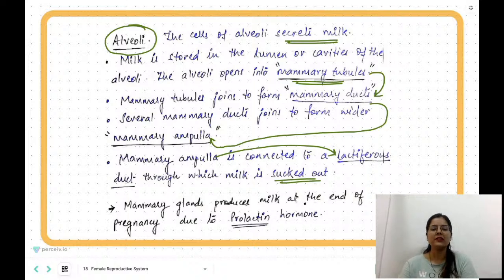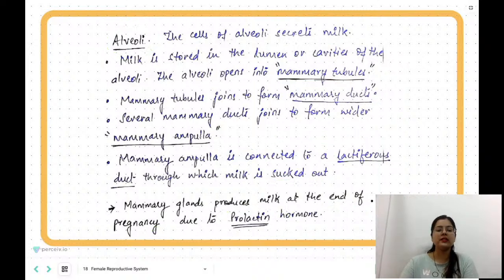So mammary glands produce milk at the end of the pregnancy because of a very important hormone called prolactin. This is also very, very important. It is because of the prolactin hormone that, at the end of the pregnancy, the mammary gland secretes milk. So this is all about the mammary glands that we have seen and discussed.